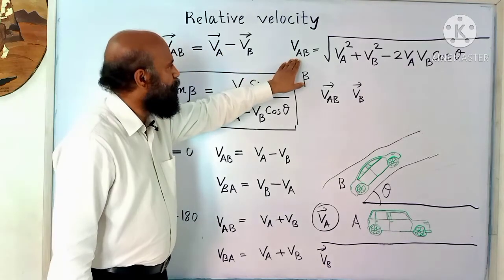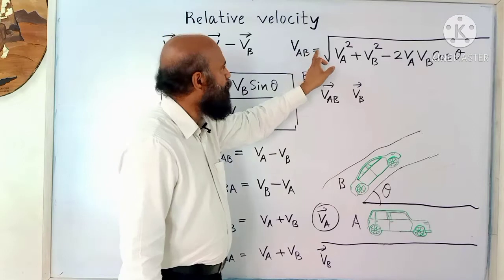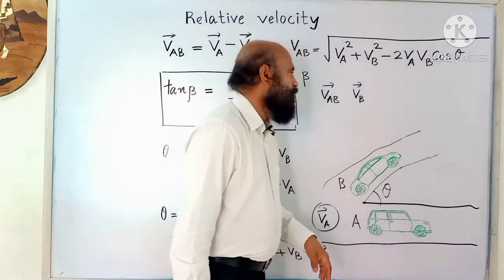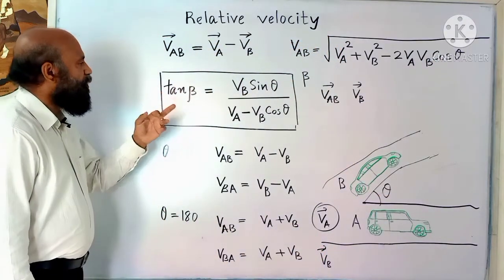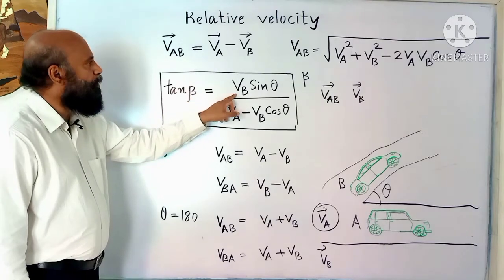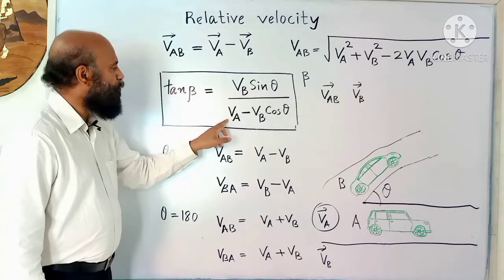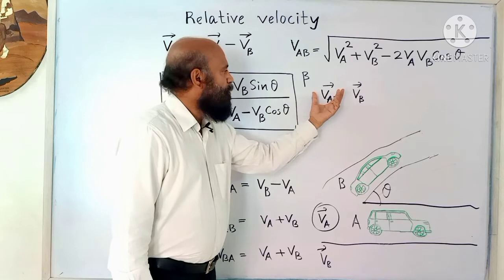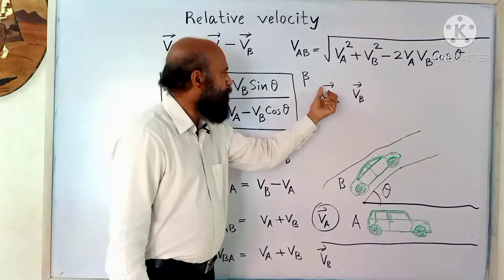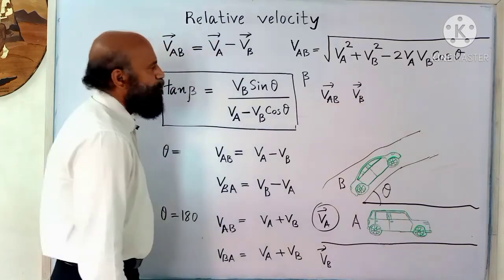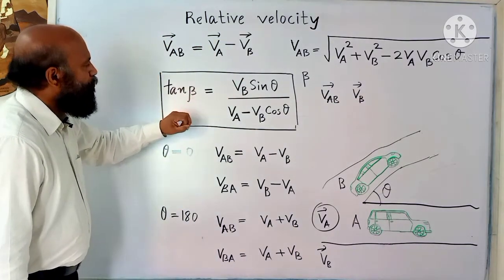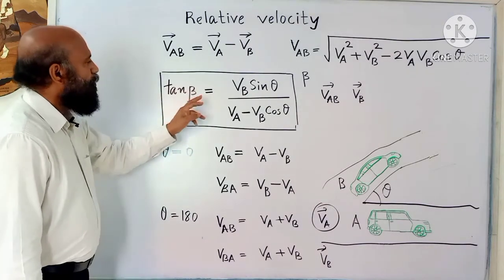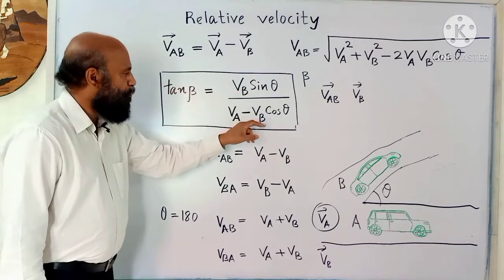Its magnitude is given by the square root of VA square plus VB square minus 2 VA VB cos theta, and its direction is given by this formula. Tan beta is VB sin theta divided by VA minus VB cos theta, where beta is the angle between the direction of the relative velocity VAB vector and the VB vector. So from this equation we can get beta.